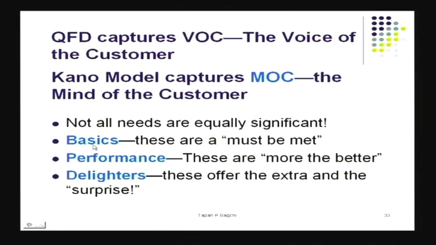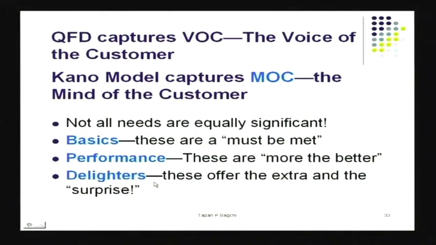So basically what we're talking about is the Kano model captures the mind of the customer. The basic requirements must be met. There is no escape from this. The performance requirements, the more the better. The cleaner the shirt or the firmer the press, the better for us. We feel better. Then these delighters, just like that SMS that arrives as soon as my shirt is ready. It's like a worry that has gone off my mind.